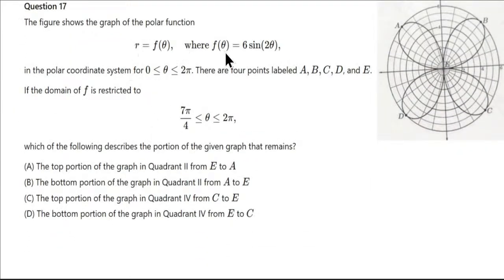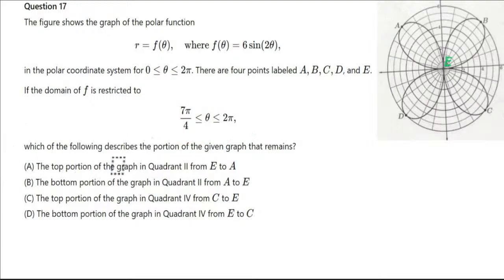Okay. The figure shows the polar curve, which is 6 sine 2 theta, and there are 5 points labeled A, B, C, D, E. Just in case you cannot see E, E is right here at the origin. They are saying that if we restrict the domain between 7 pi over 4 to 2 pi, which of the following portions of the graph remains?